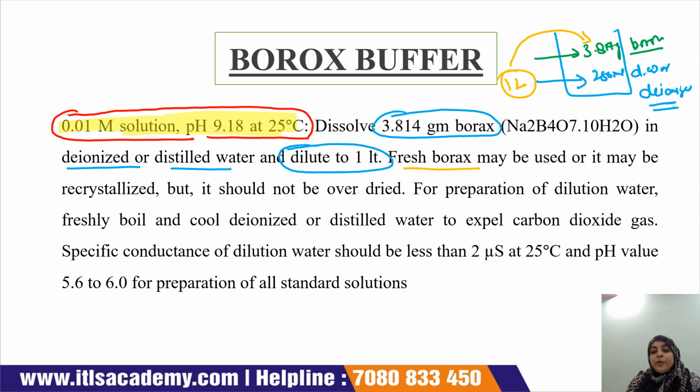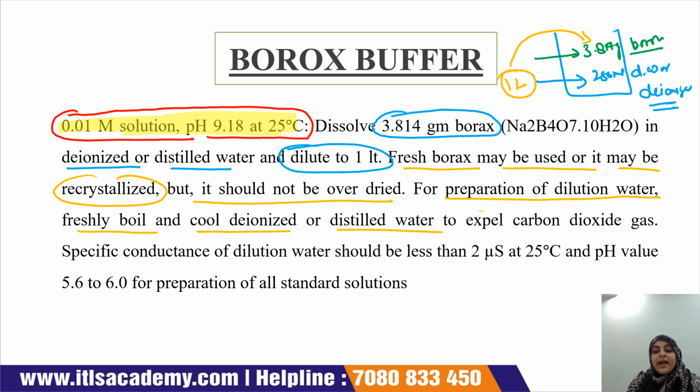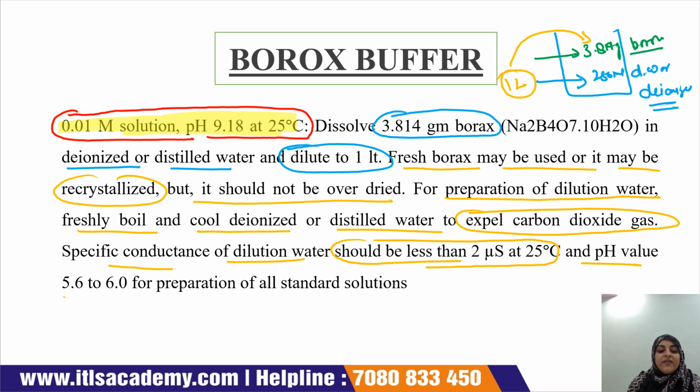Now, fresh borax may be used or it may be recrystallized, but it should not be over dry. Okay, for the preparation of dilution water, freshly boil and cool deionized distilled water to expel carbon dioxide. Specific conductance of dilution water should be less than 2 micro S at 25 degrees Celsius and the pH value in the range of 5.6 to 6.0 for the preparation of all the standard solutions. So this is how we prepare the first buffer, that is your borax buffer.